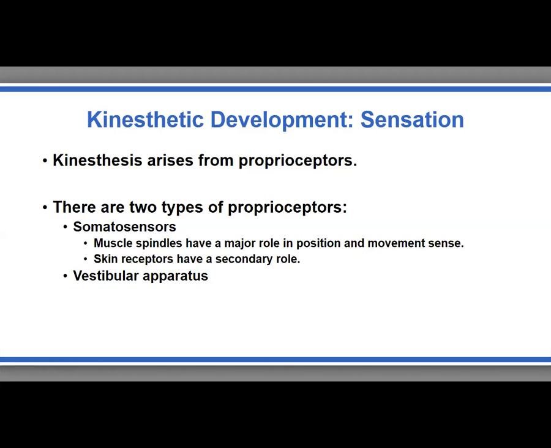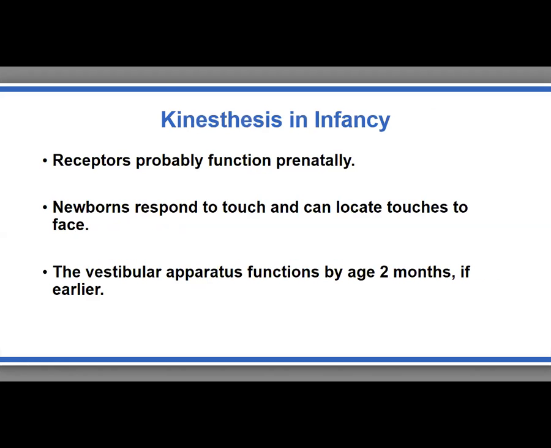Kinesthesis arises from your proprioceptors, and there are two types of proprioceptors. You have your somatosensors, which are muscle spindles that have a major role in position and movement senses, and skin receptors have a secondary role. And then we have our vestibular apparatus, right?